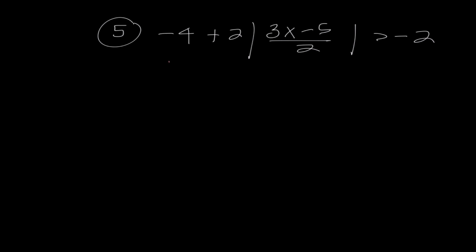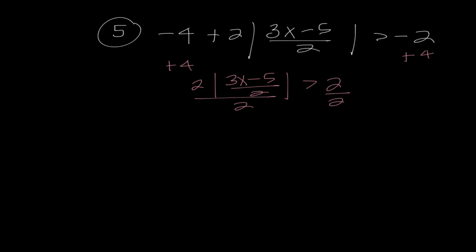So I'm going to add 4 to both sides. So I get 2 times the absolute value of (3x minus 5)/2 is greater than 2. And then I'm going to divide both sides by 2. So I get the absolute value of (3x minus 5)/2 is greater than 1.